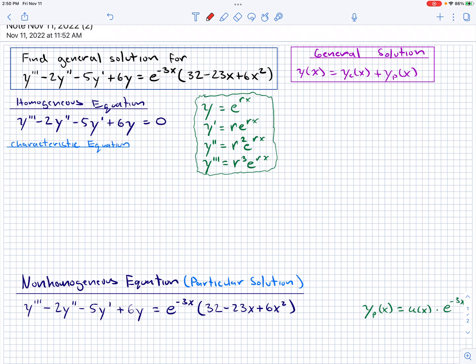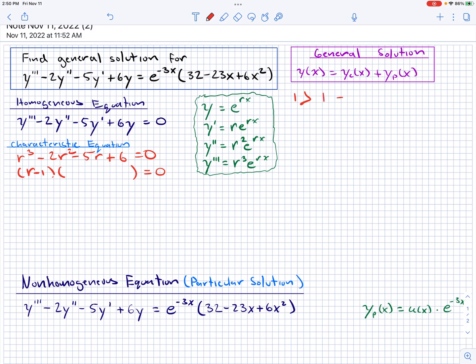Solving this, we know the forms of solutions are e to the rx, taking each derivative up to the third and then plugging them in, we get the characteristic equation r cubed minus 2r squared minus 5r plus 6 being equal to 0. Using synthetic division, we can show that 1 is a solution, so we know r minus 1 will be a factor, and then we need to find the other factor.